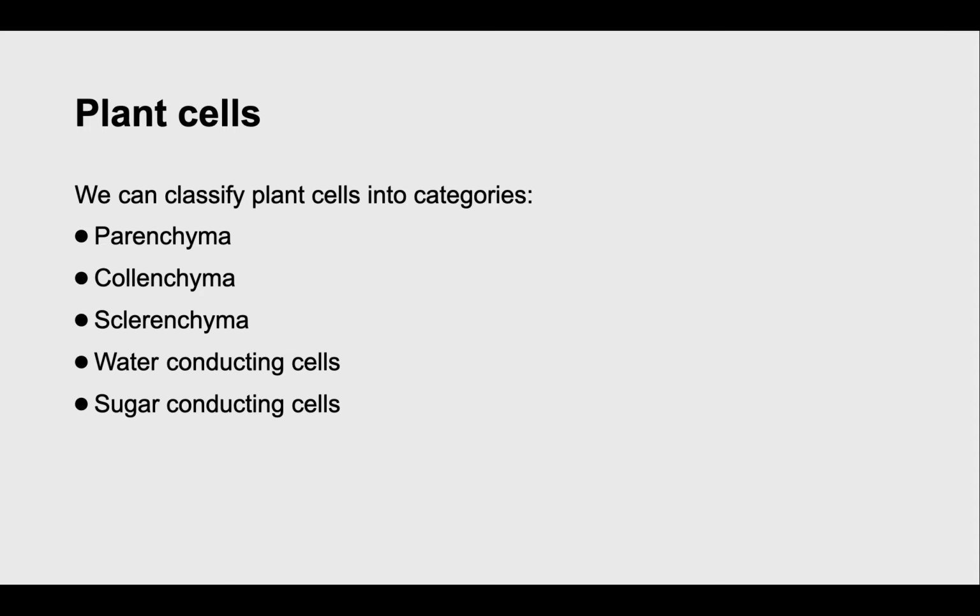So now we're going to start talking about the plant cells themselves and what makes them different from one another. If we look at plant cells, we can classify them into different categories, such as parenchyma, collenchyma, sclerenchyma, water-conducting cells, and sugar-conducting cells. I love saying the words parenchyma, collenchyma, and sclerenchyma. I think they're fun words to say out loud. One of my favorite terms in biology.